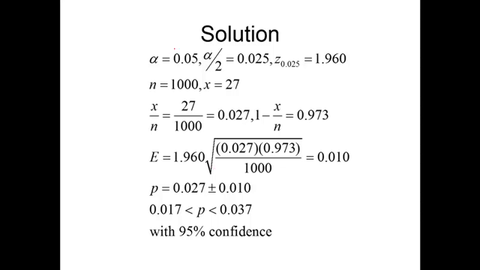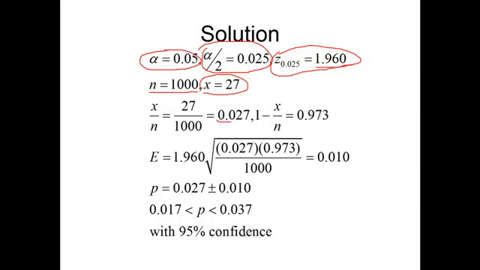Again, we've got 95% confidence. That gives us alpha equal to 0.05. It's a confidence interval, so we'll divide that by 2 and look that up. It's 1.960. A sample of size 1,000 with 27 successes gives us that x over n is equal to 0.027. We take 1 minus that, which gives us 0.973. Then feed the formula for margin of error.